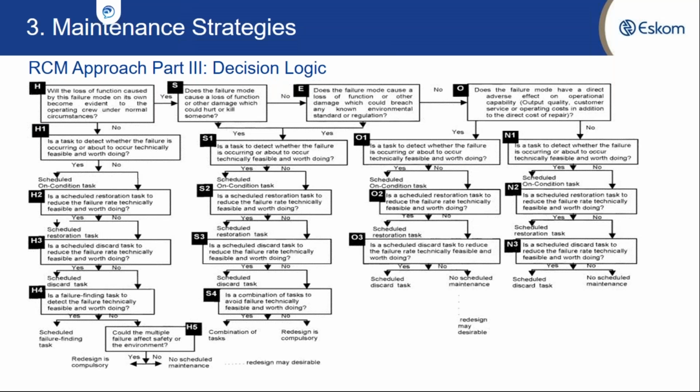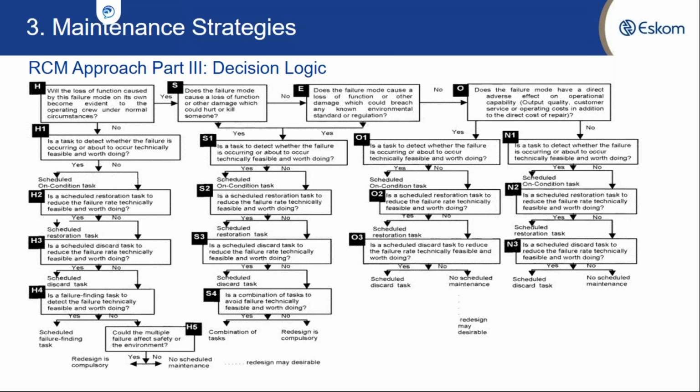Then while we are still on RCM, there is also a decision tree. I have this picture here to show you that as part of doing the RCM, you will need to run through the decision tree. And this decision tree is what will take you to the optimal maintenance activity.